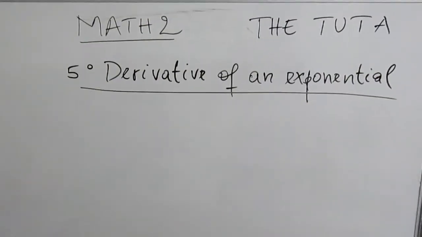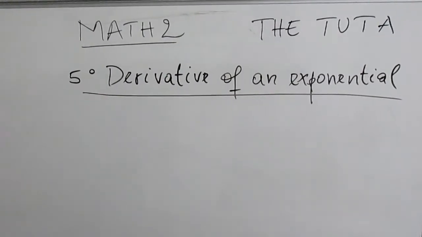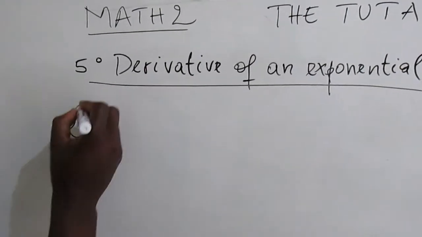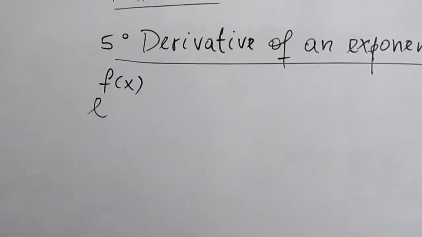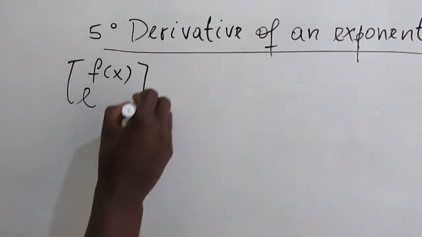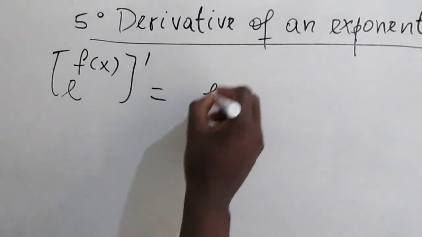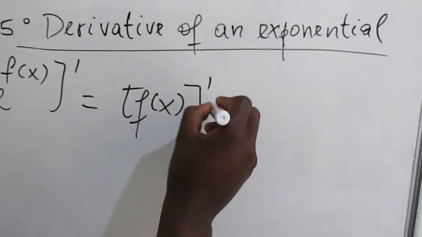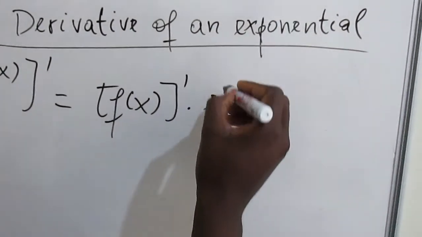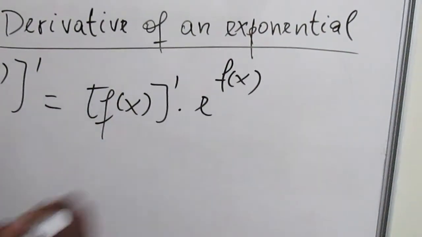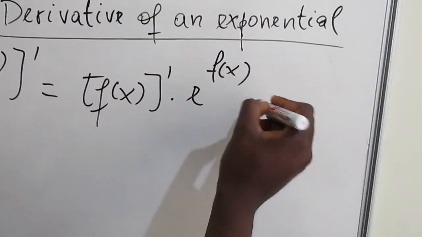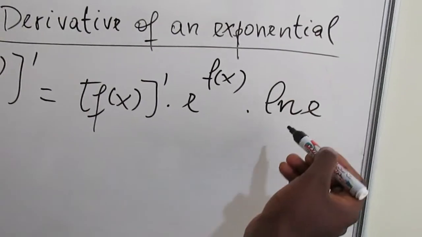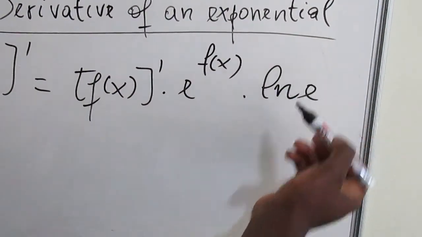Okay guys, let's now talk about the derivative of an exponential. When you are given e to the power f of x, what you need to do, you take down the f of x and you derive it. Then you multiply it by e to the power f of x again. Normally we add a ln of e, but you don't put it because ln of e is already 1.